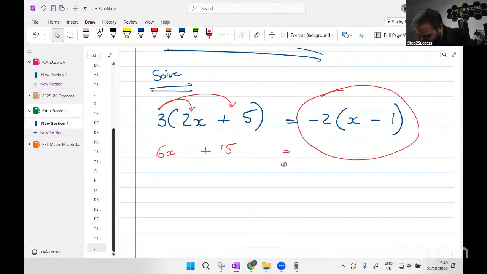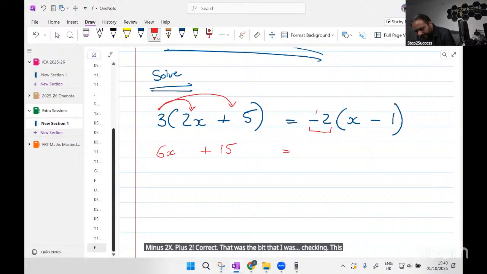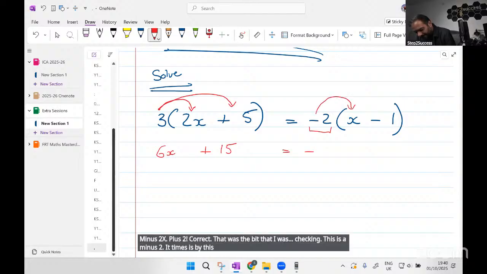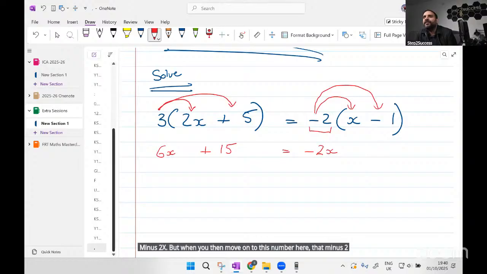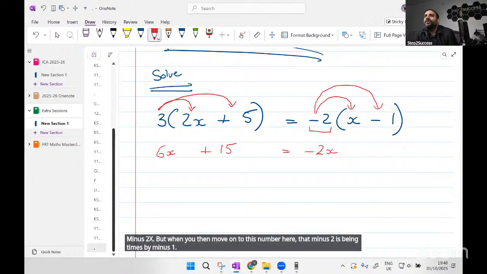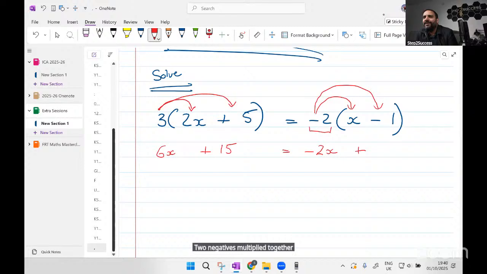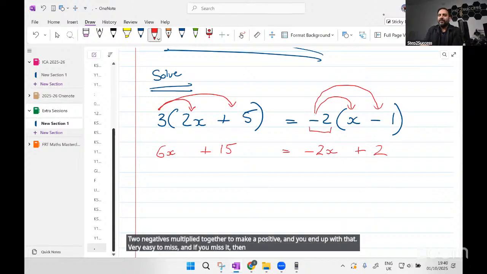Minus 2x plus 2. Correct. That is the bit that I was checking. This is a minus 2. It times this x and gives you minus 2x. But when you then move on to this number here, that minus 2 is being times by minus 1. Two negatives multiplied together make a positive, and you end up with that. Very easy to miss, and if you miss it, then you get the rest of the question wrong, obviously.